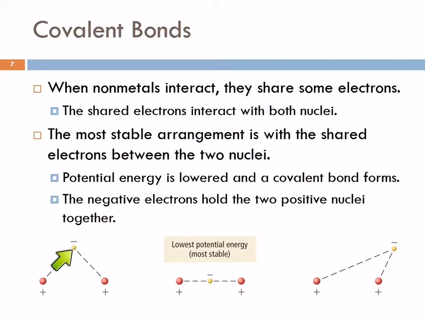So here we have an electron, and here we have one nucleus and another nucleus. And if this electron is over here, there's some attraction here. If we put this electron right in between, this is going to be the most stable situation, where this electron is between the two nuclei. If we put the electron over here, this is less stable. So in the center here, we see that the potential energy is lowered when that electron is between the nuclei, when it's shared. It holds those two nuclei together, and that's what we call a covalent bond.